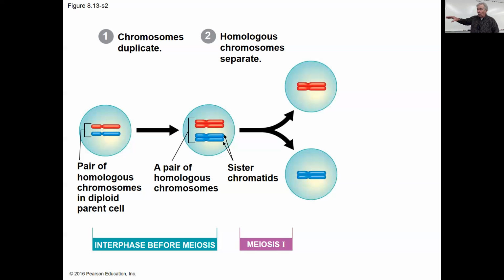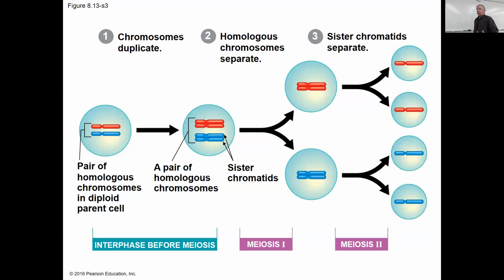So in meiosis 1, homologous chromosomes separate. And this is one of the big differences between mitosis and meiosis. So you need to know the differences between the two processes. One of the big differences is tetrads are formed. A tetrad is a pair of homologous chromosomes. And then a tetrad separates in meiosis 1. And that doesn't happen in mitosis.